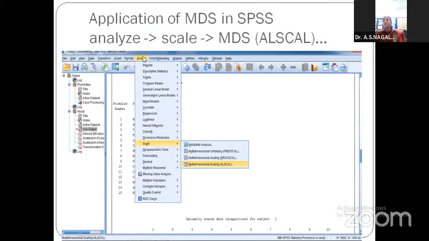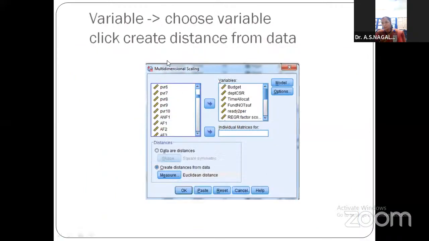Then you go to Analyze, Scale, and go to ProxScal. Actually, I've wrongly mentioned it here. You have to go for ProxScal. When you go for ProxScal, it is also a parametric test, so you have to take only the scale variables. You have to fix it here. Then choose create distance from data, measure, and elicit distance.